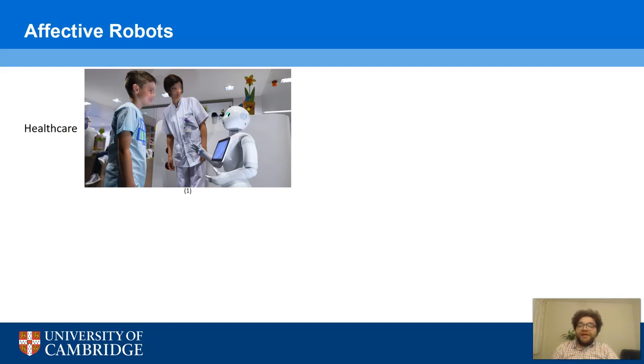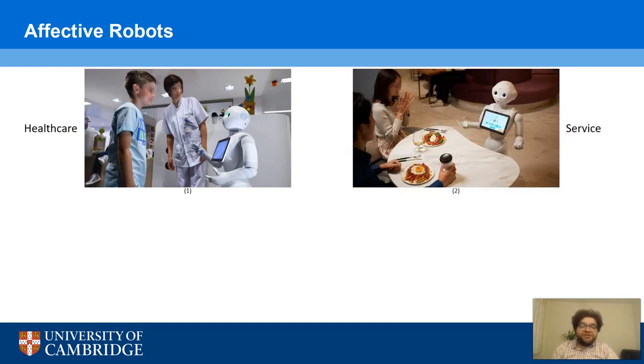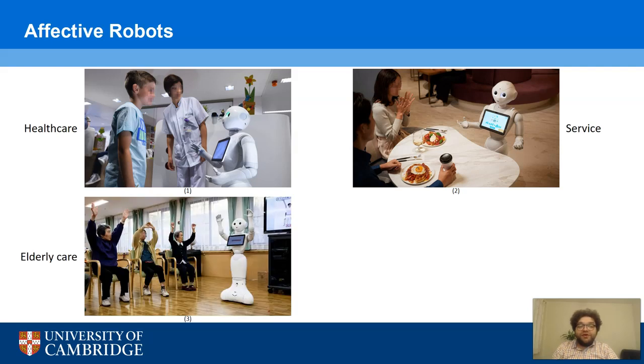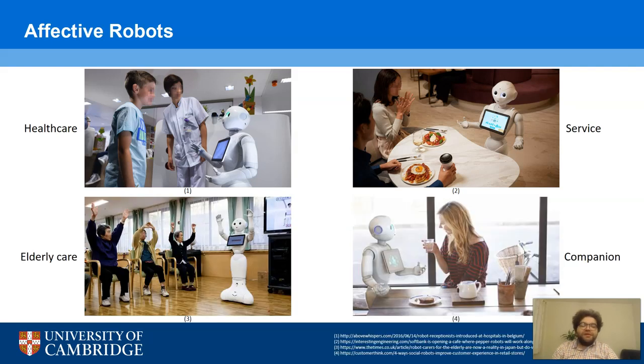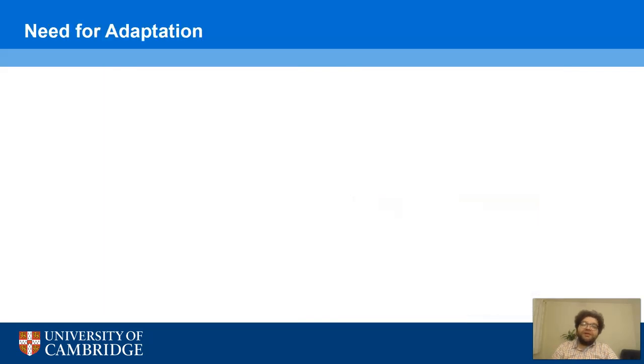We see them involved in healthcare programs, servicing us in restaurants, assisting the elderly in care homes, and slowly becoming our everyday companions. The widespread application of these robots demands that they're equipped with abilities to perceive users, their affective behavior and responses, and also learn how to interact with them.